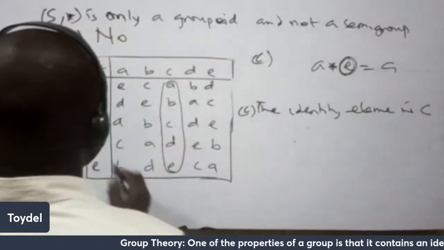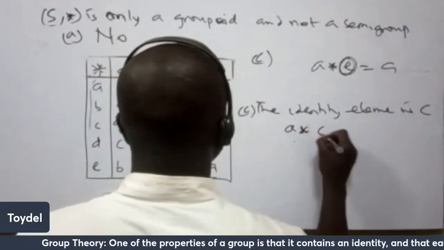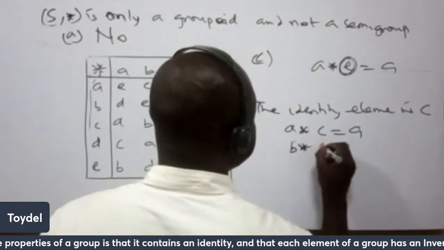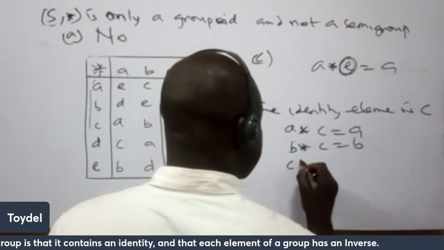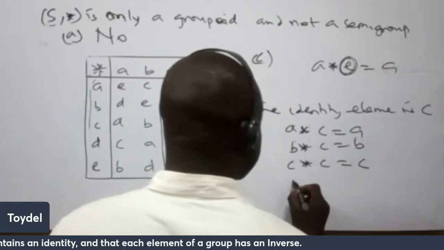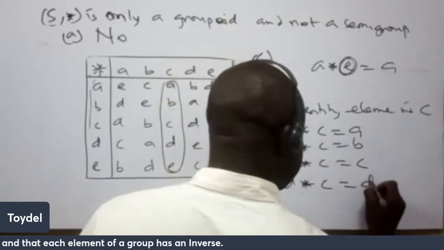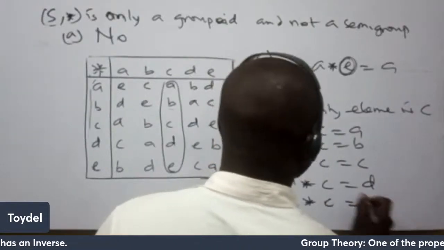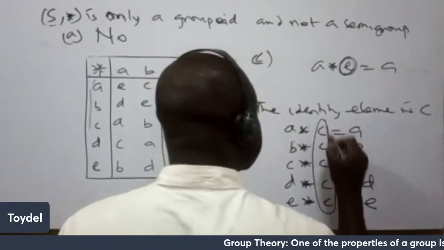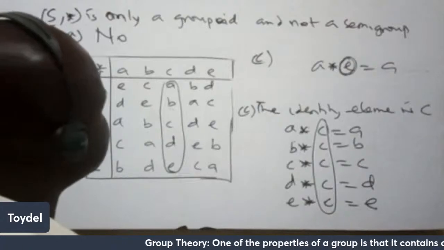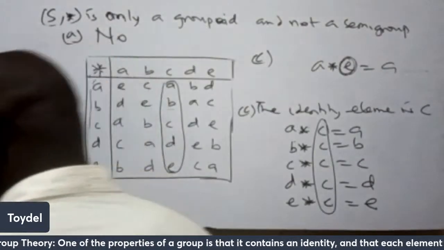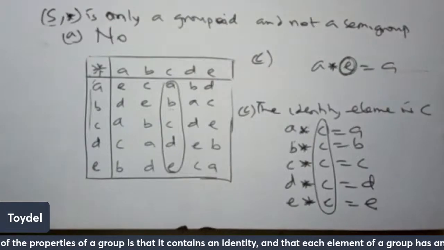Why is it C? You realize that A asterisk C gives us A. If you look at B also, B asterisk C is also equal to B. C asterisk C is also equal to C. D asterisk C is equal to D. Then E asterisk C is equal to E. So it simply means that C is the identity element under this question. So we have been able to answer the three questions.